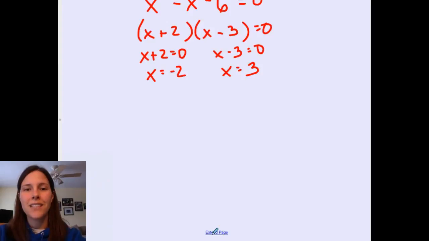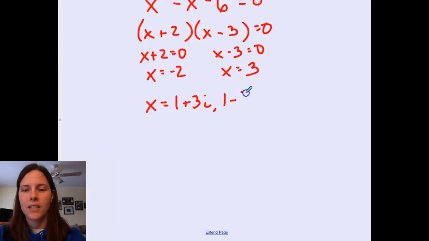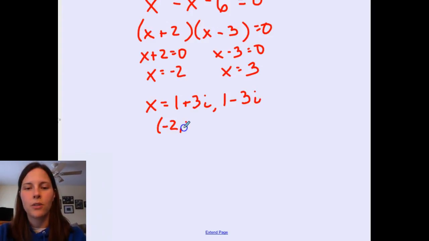For the complex zeros, I would not write those as an ordered pair. We do not graph imaginary zeros on a real coordinate plane. So we had 2 imaginary zeros, 1 plus 3i and 1 minus 3i. And then we had the 2 zeros that we can write as an ordered pair that we would graph on a coordinate plane if we were graphing this function.